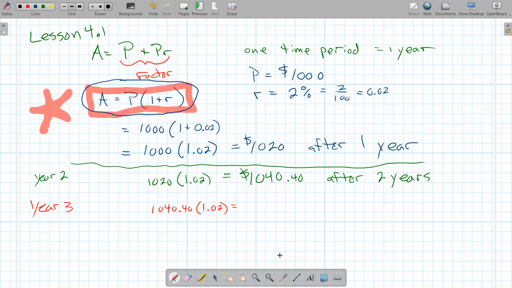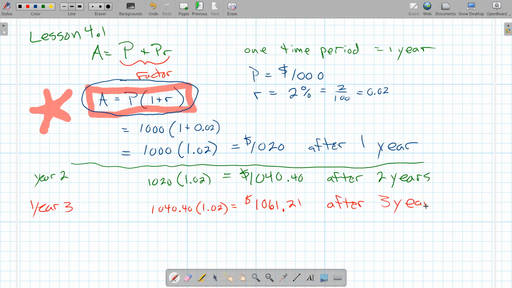What happens to those fractions of a cent anyway? Who keeps those? Apparently not me. All right, so $1,061.21 at the end of 3 years. I'm just going to say after 3 years again.